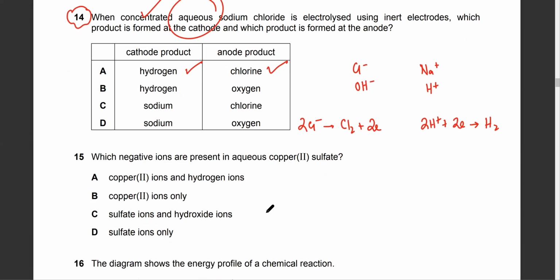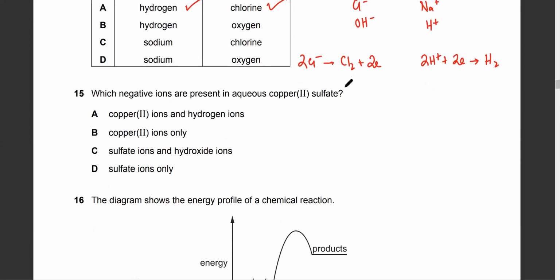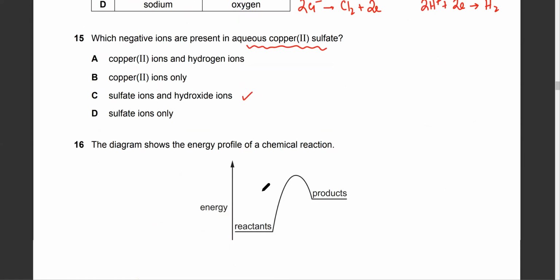Yes. So which negative ions are present in aqueous copper 2 sulfate? Sulfate and hydroxide. Okay, so these two ions are going to be present.